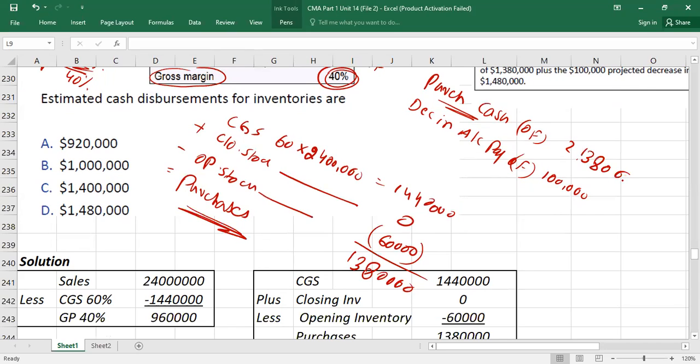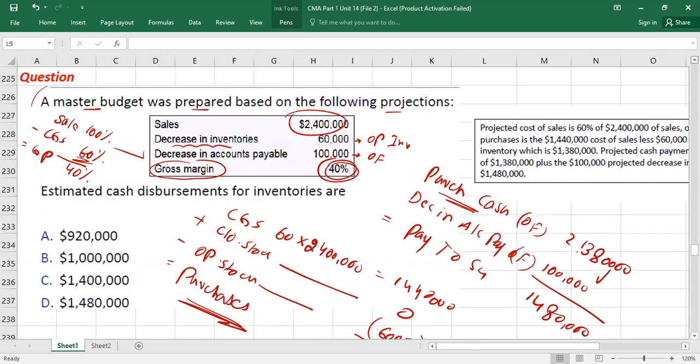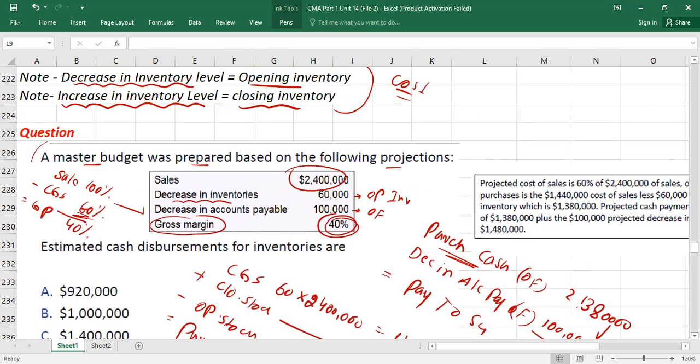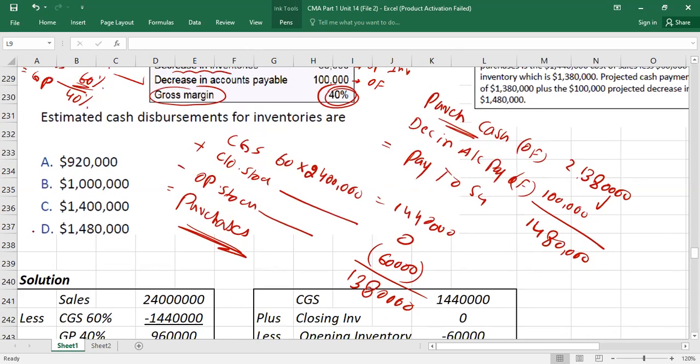1.38 million plus 100,000. So this is going to be your payment to supplier. So payment to supplier is going to be how much? It is going to be 1,480,000. Understood? So this was a requirement. So what is the correct option? Correct option is D. Okay, I hope it is clear.